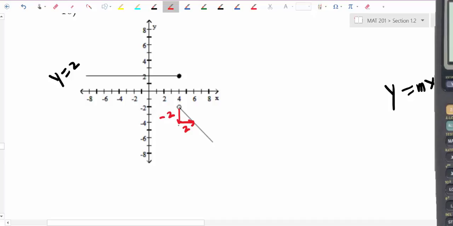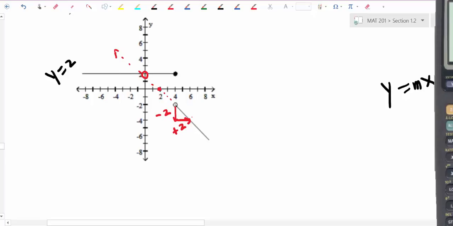So we'd have a rise of -2 because we're going down, and you'd have a run of +2. So if you extended like that, well, the opposite of down and over is up and to the left. So if I go up 2, left 2, then I'm there. Up 2, left 2, I'm there. So it looks like that thing would have a y-intercept of 2.